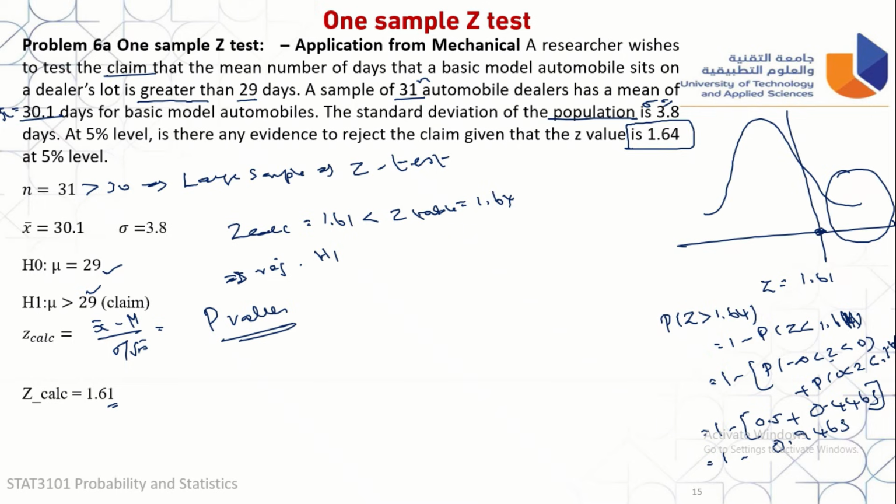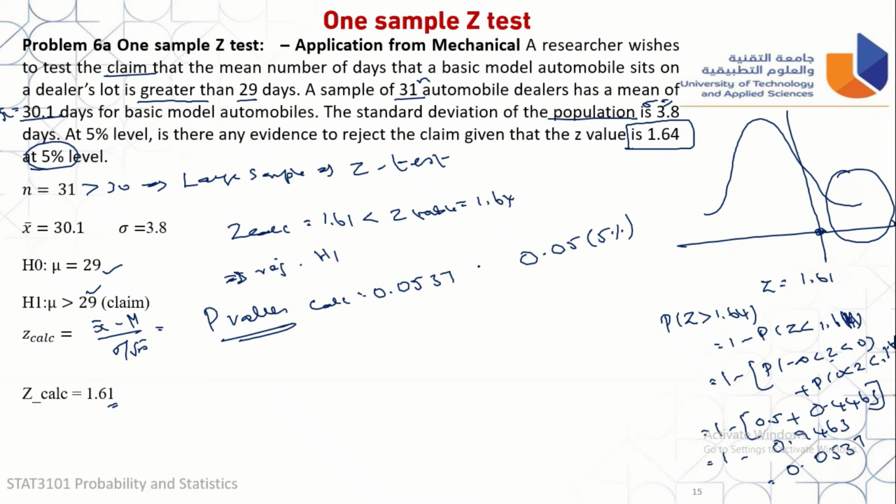0.9463. So the final answer is 0.0537. So what is your p value? Your calculated p value is 0.0537. What is the alpha value? The alpha value is the 5% level, so it is 0.05.